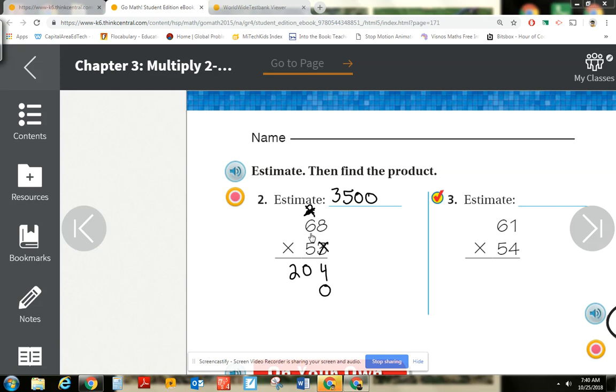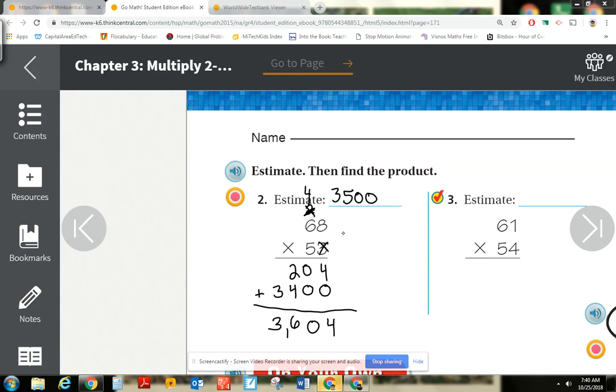5 times 8 is 40. So I put the 0 in the next place value, and I'll put that 4 here. 5 times 6 is 30, plus 4 is 34. Now I can add these numbers together. 4, 0, 6 in that hundreds place, then we have 3. So my exact answer is 3,604, and that seems pretty reasonable here.